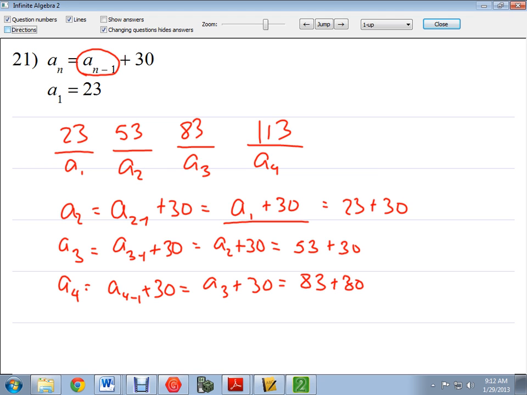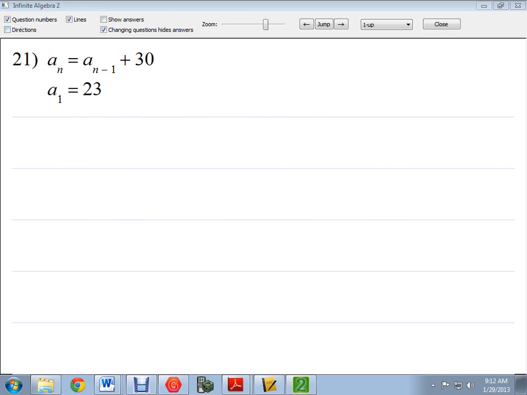If I ask you for the 10th or the 12th term, you have to continue this process over and over and over again. You could realize that there is a pattern emerging from here. That is obviously a plus 30 relationship every time. And so this is an arithmetic sequence, and therefore we could use an arithmetic sequence formula to find that term.